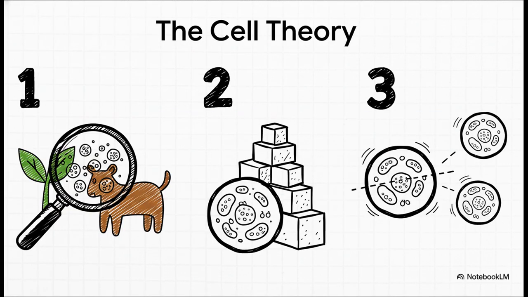So all these discoveries led to what we call the cell theory. This is a very, very important concept for your exams. It has three main points. 1, all living organisms, plants and animals, are made of cells. 2, the cell is the most basic fundamental unit of life. And 3, all new cells are formed only from cells that already exist. Please remember these 3 points very carefully.